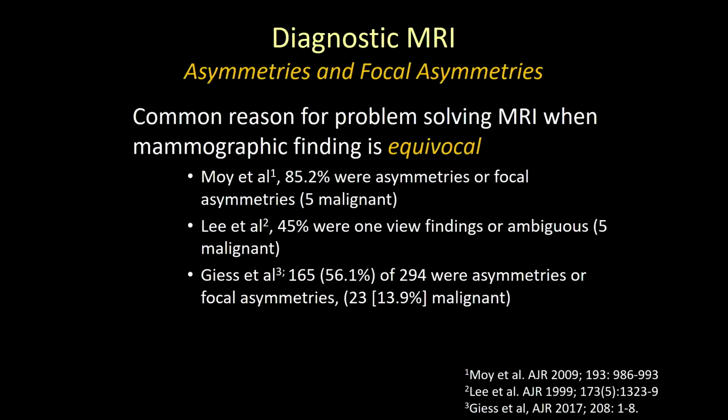In Carol Lee's study here, 45% were one-view findings or asymmetries that went to MRI. And in our study we reported last year, we had 294 problem-solving MRIs for equivocal mammographic findings, and over half were asymmetries or focal asymmetries with nearly a 14% malignancy rate.